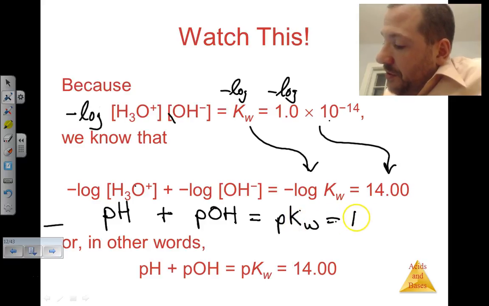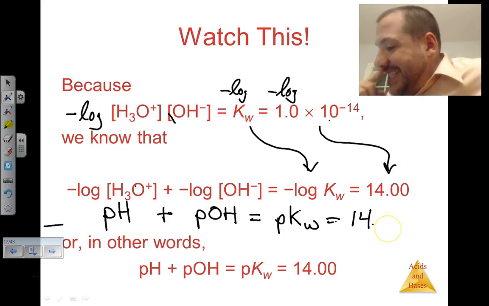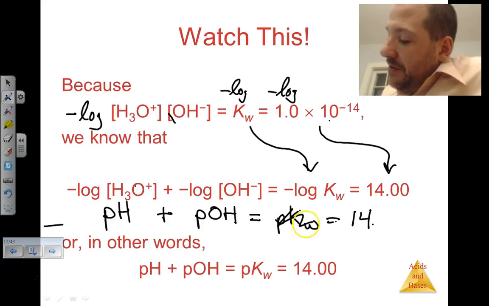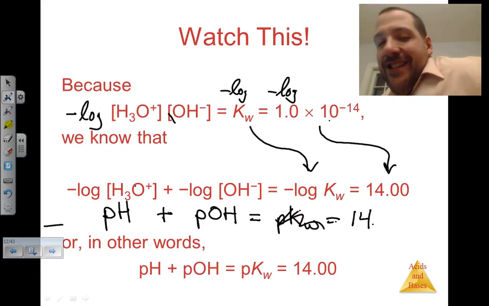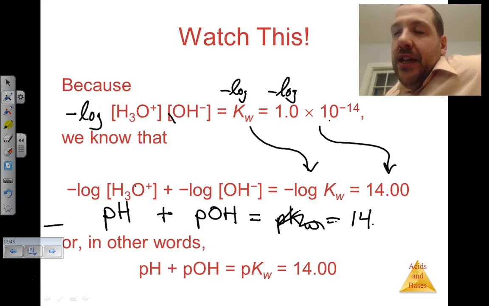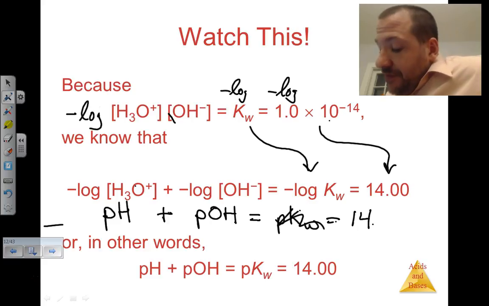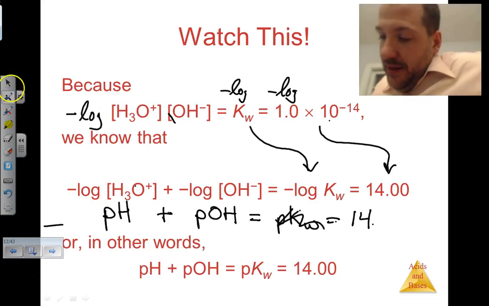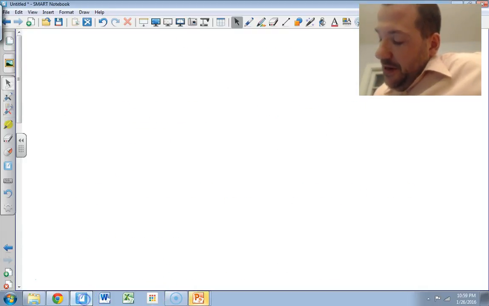pKw, which equals 14. And what's the scale that we use for the pH? It's between 0 and 14. Not a coincidence. So typically we just go from here. And now what this does is give us a way to interconvert between the acids and the bases in terms of finding the pH. Let me show you what I mean by that. Let's go here.